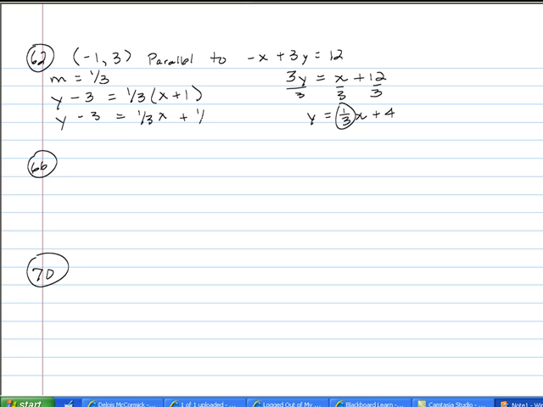Okay, number 66, we have through the point 8, 4, perpendicular to x equals -3. So that's a vertical line. That means we need a horizontal line. So that's going to be y equal to the y coordinate, which is 4.